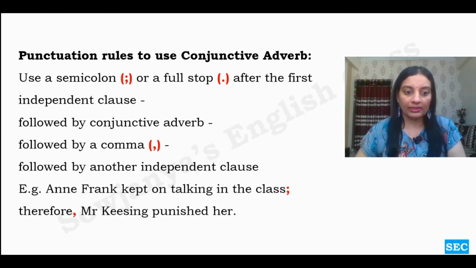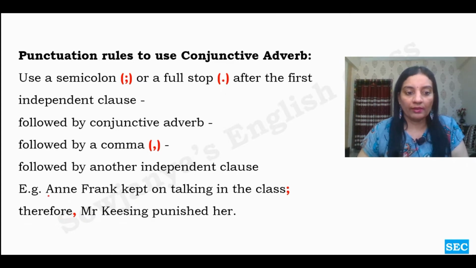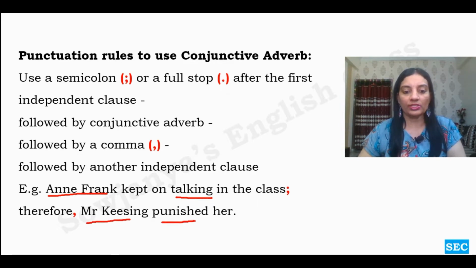Look at the example. Anne Frank kept on talking in the class. Therefore, Mr. Keesing punished her. So what happened here? Anne Frank kept on talking in the class. Our first clause ends here. It is followed by a semicolon, followed by a conjunctive adverb therefore. It is followed by a comma. It is followed by another independent clause. Anne Frank is the subject here and talking is the finite verb, whereas in this particular clause, Mr. Keesing is the subject, punished is the finite verb. So both these are independent clauses.